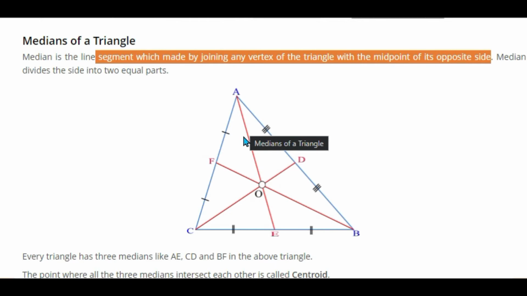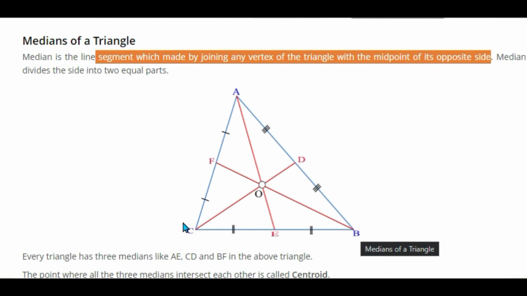Okay, understood? Once again, median is what? The line which joins the vertex to the midpoint of the opposite side. The opposite of A is BC, whereas if we talk about the opposite of B, what is it? Hide B, and you will get the line segment. If you are hiding B, what will you get here? AC. So the opposite of B is AC, whereas the opposite of C is AB.